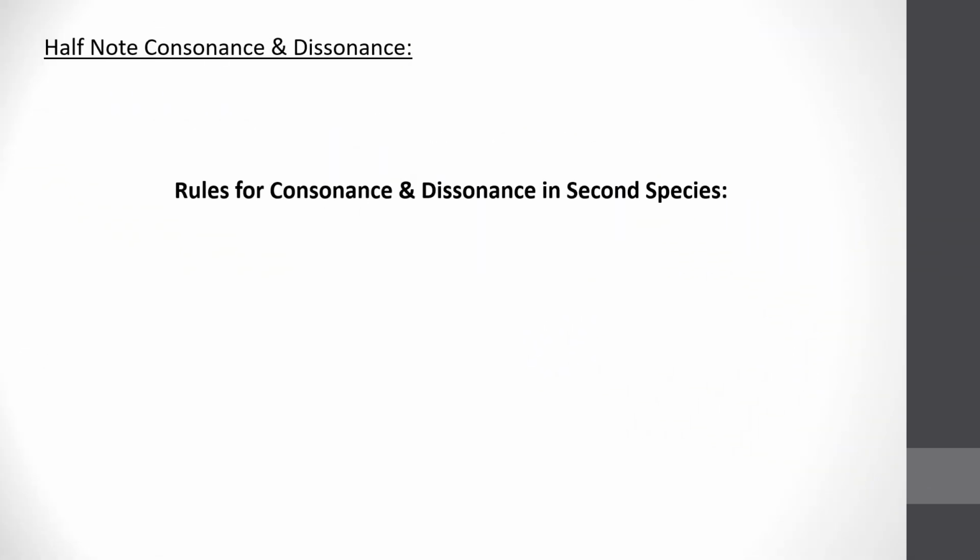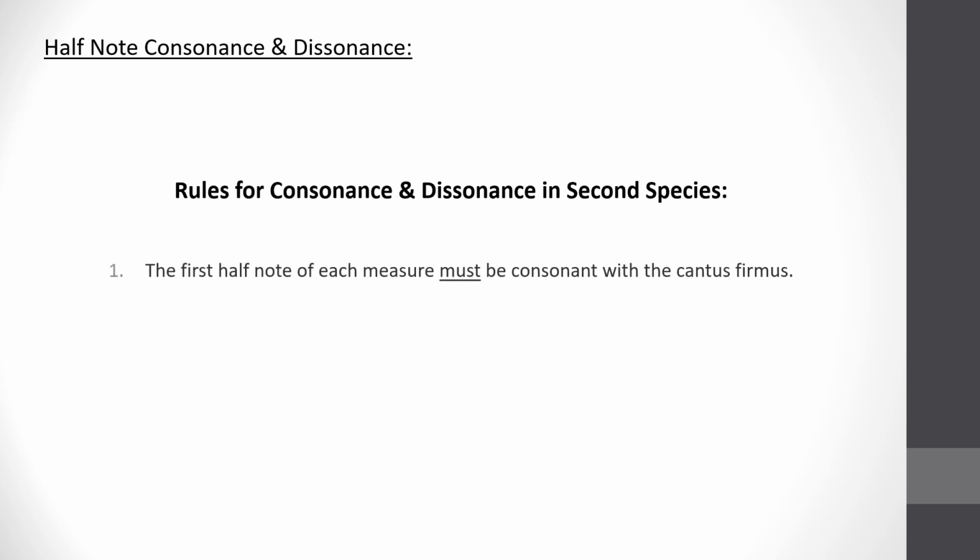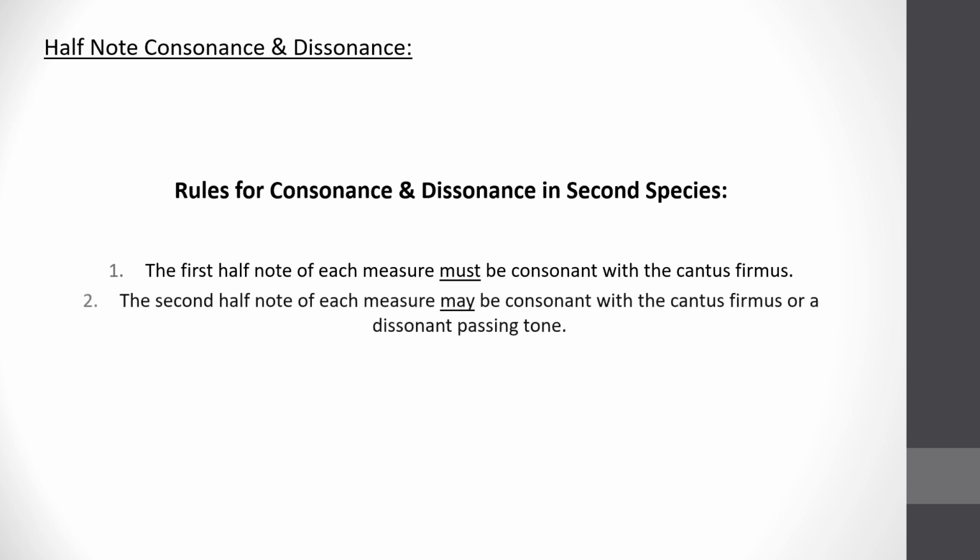One of the biggest differences between first species and second species counterpoint is the allowance of dissonances. If you recall, no dissonant intervals were allowed in first species. Dissonant intervals are allowed in second species in certain locations. The first half note of each measure must be consonant with the cantus firmus. The second half note of each measure may be consonant with the cantus firmus or a dissonant passing tone.